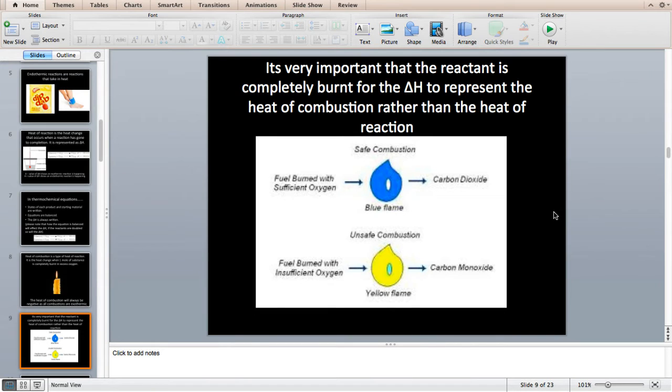If oxygen is a limiting factor, so if there's not enough oxygen there, you won't get the full product being burnt. Okay, so you might get carbon monoxide and carbon dioxide instead of just carbon dioxide. So that will be heat of reaction rather than heat of combustion. So for heat of combustion, the material has to be fully burnt.